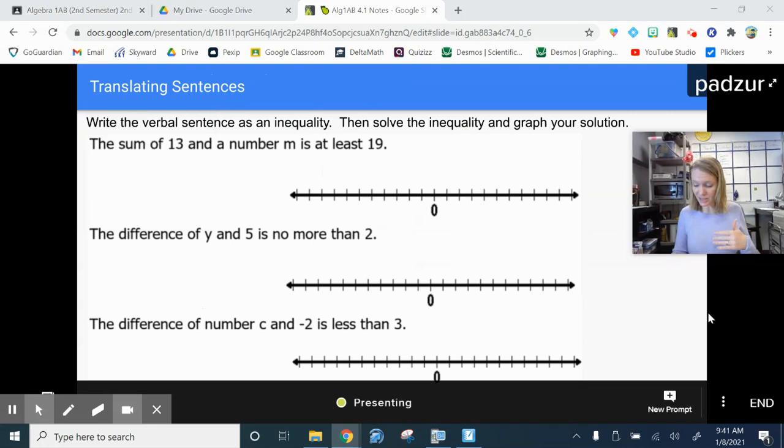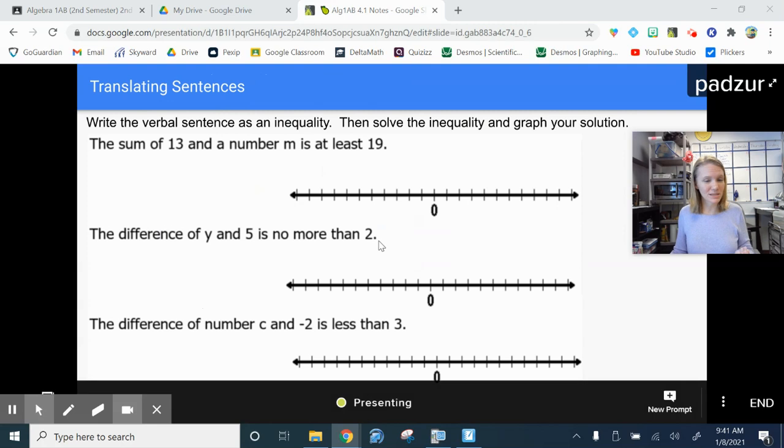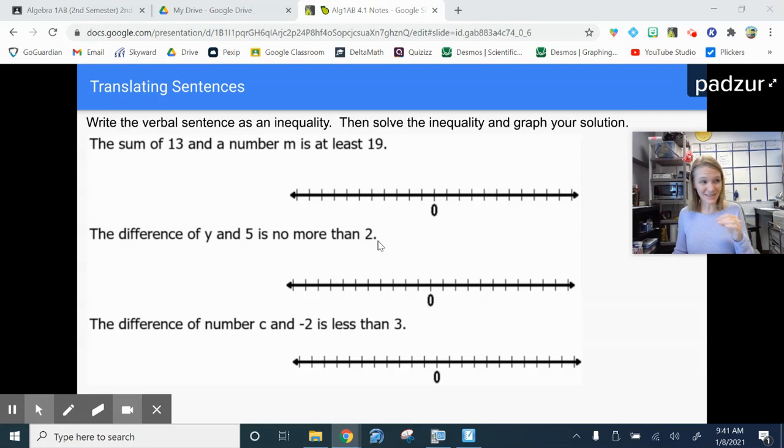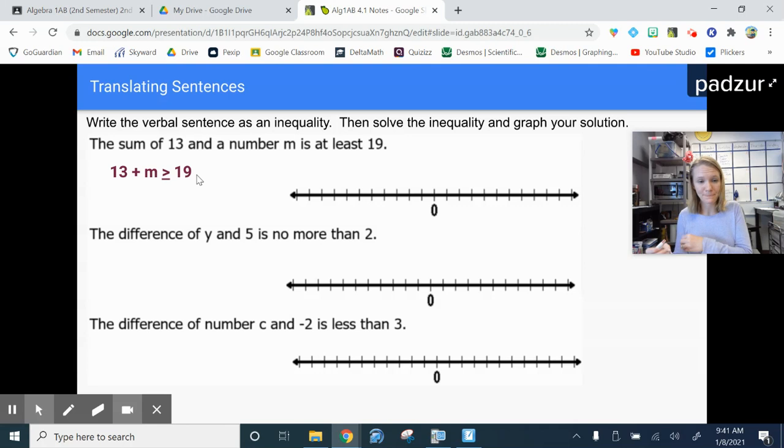Okay, so we have a couple of verbal sentences here. It says the sum of 13 and a number m is at least 19. We're talking about sum, so this is an addition problem: 13 plus m, or m plus 13, however you want to say it, is at least 19. That means we're not talking less than, we're talking greater than or equal to 19. So we get this equation: 13 plus m, because it's sum, is at least, meaning 19 is the lowest it could be. Alligator eats the bigger number. So 13 plus m is greater than or equal to 19.